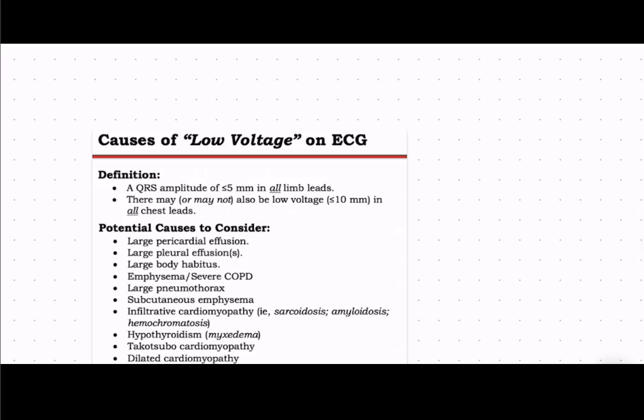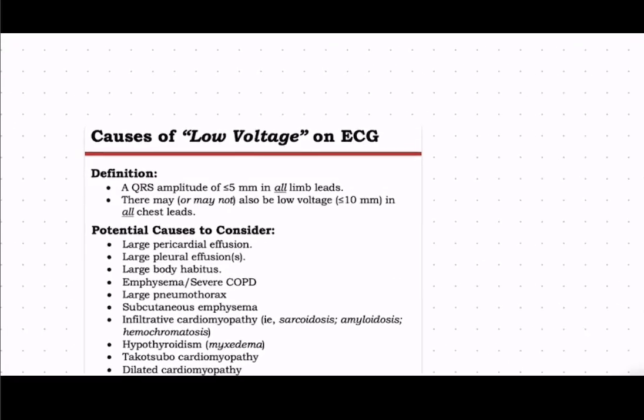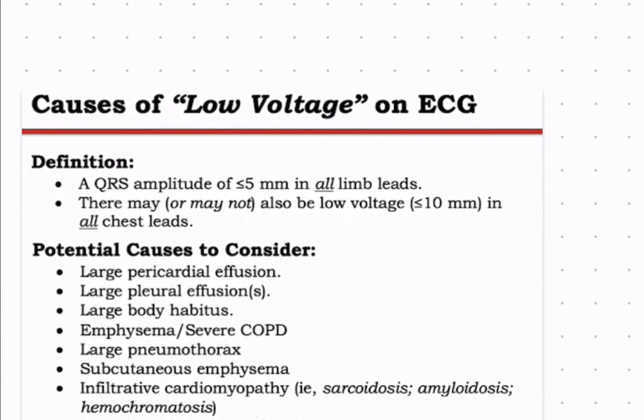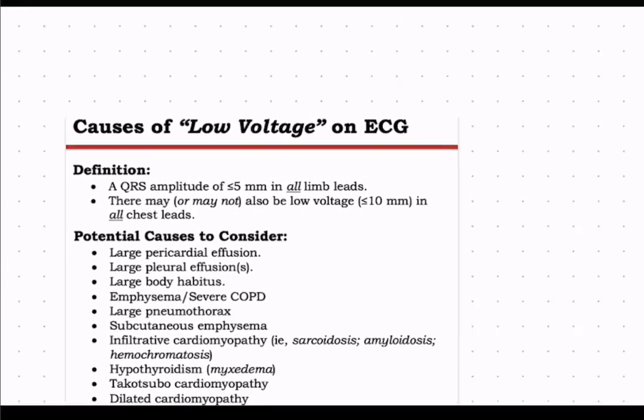Definition: a QRS amplitude of equal to or less than 5 mm in all limb leads, or equal to or less than 10 mm in all chest leads.